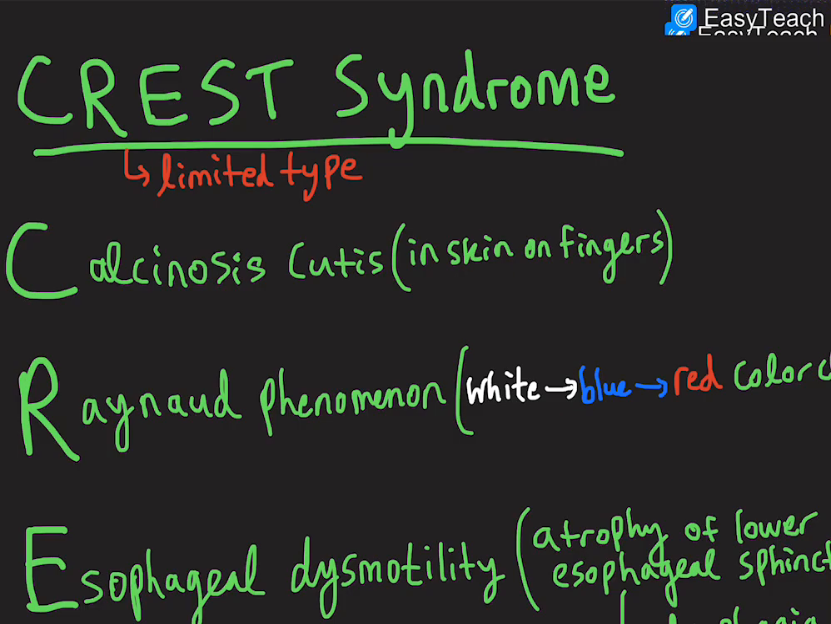So we already covered the main pathogenesis. Now we just have to cover the two types of scleroderma. The first type is called the limited type. In this, what you see is something called CREST syndrome. And CREST is actually a mnemonic to remember the findings of the limited type of scleroderma.